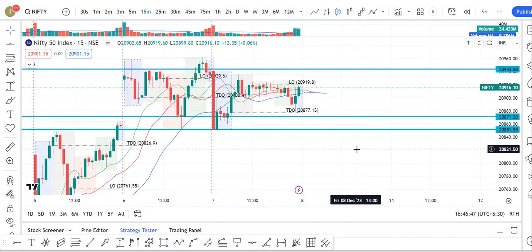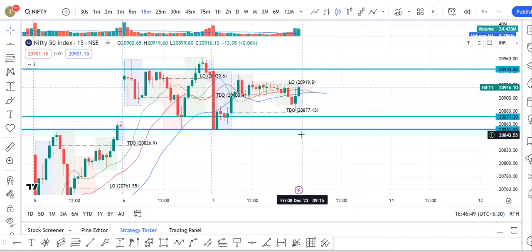Such a narrow range. So there will be an expansion on Friday or in coming days. Even if Friday stays in a narrow range, there will be an expansion either to the upside or to the downside. How could you have traded this?